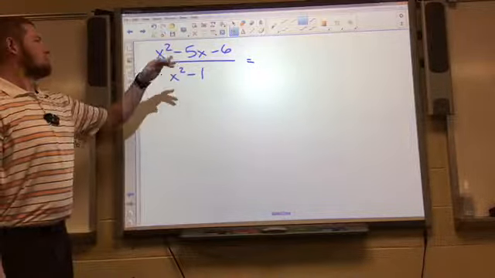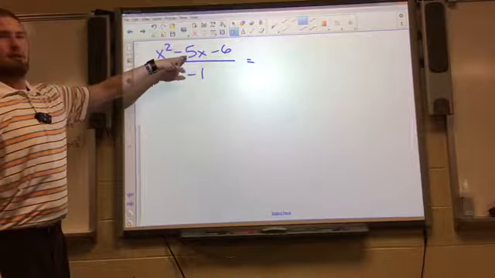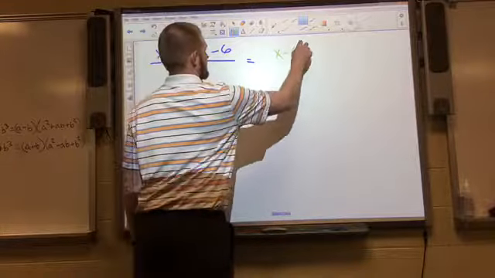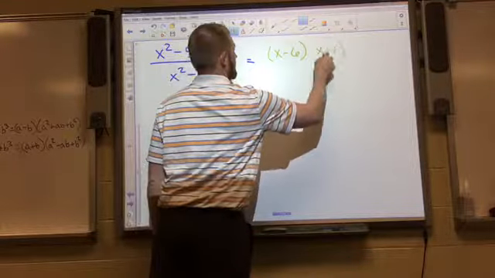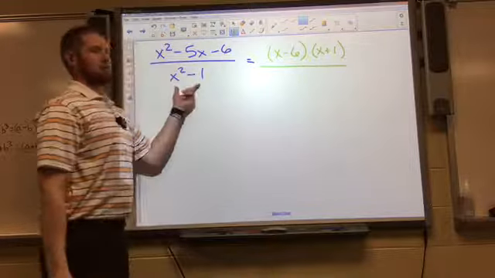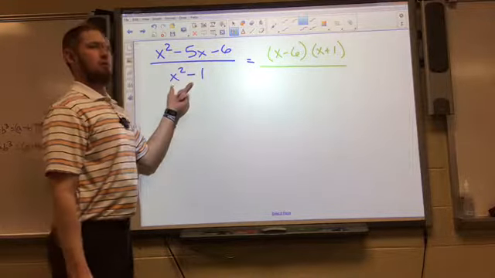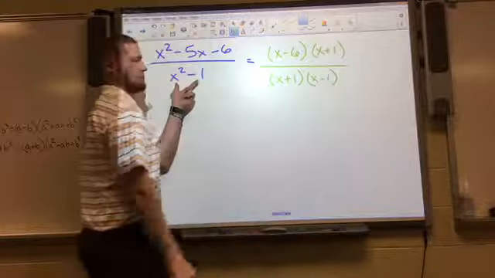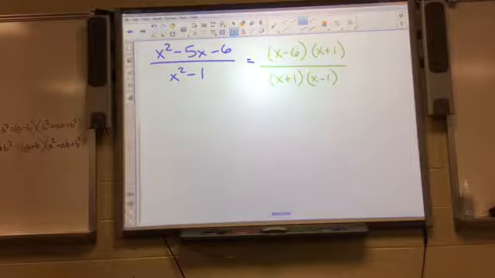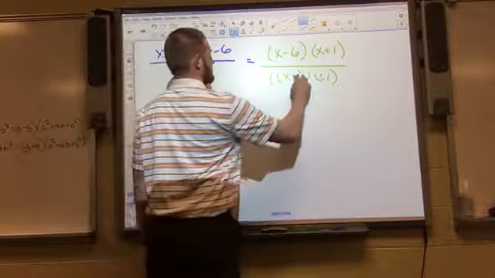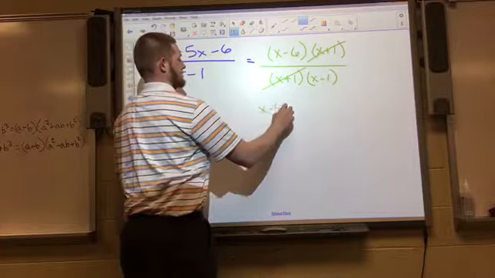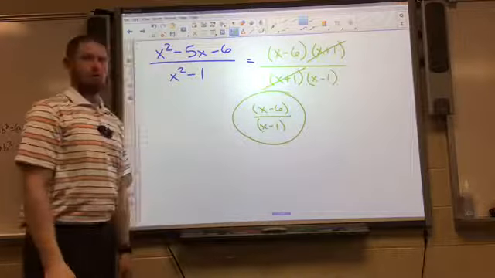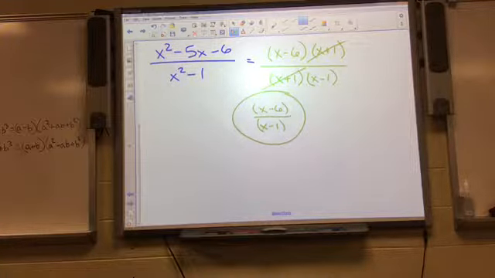Okay. What multiplies to negative 6 and adds to negative 5? Negative 6, positive 1. So I have x minus 6, x plus 1. On the bottom, this factors to x plus 1, x minus 1, because it's a difference of two squares. Okay, and then my plus 1's cancel, and I get x minus 6 over x minus 1. And we're fully simplified at that point.